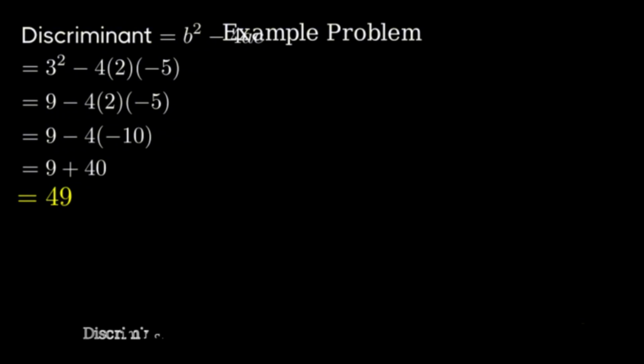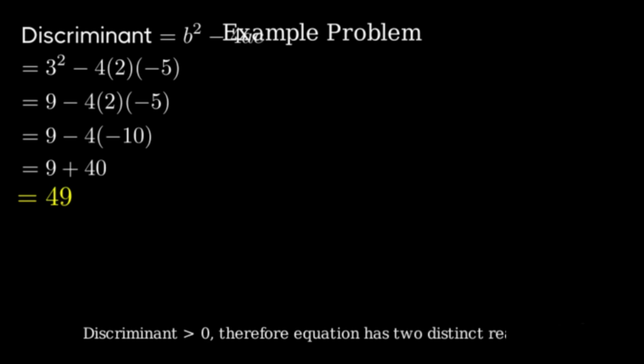Since our discriminant is 49, which is positive, we can conclude that this quadratic equation has two distinct real roots. The positive discriminant tells us that the graph of this quadratic function crosses the x-axis at exactly 2 points.